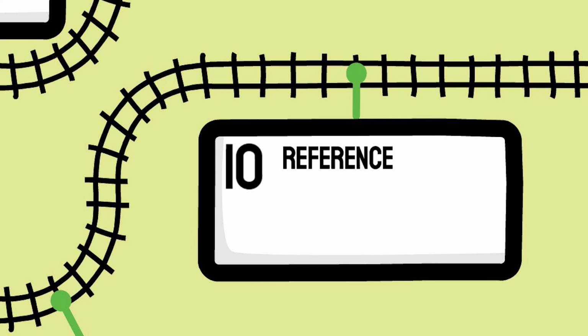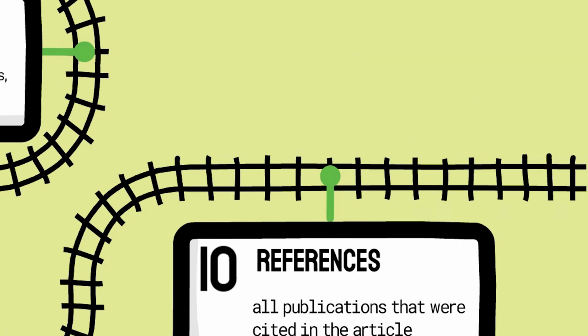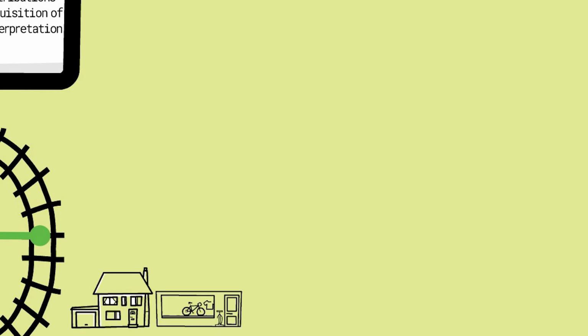References. The references section is the final section of the article. This is where the authors list all of the publications that were cited in the article. Depending on the writing style used, the reference list can be in the order that they appeared in the article, or they can be listed alphabetically based on the author's last name.